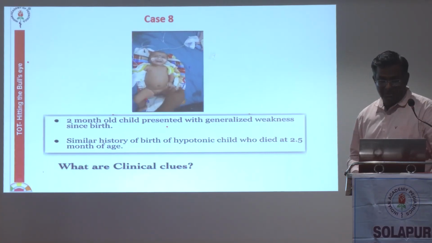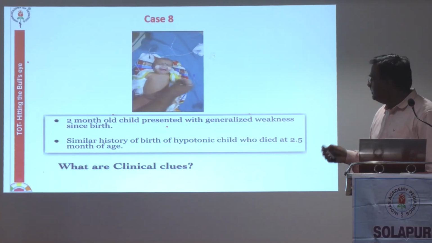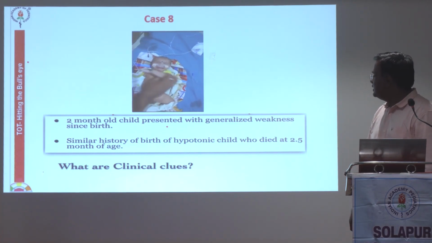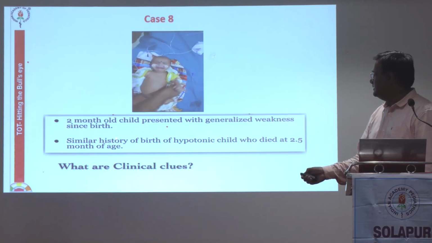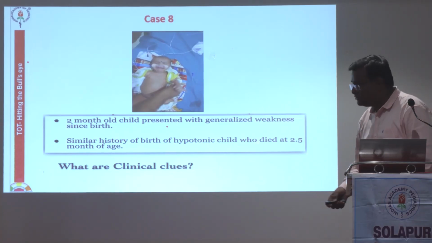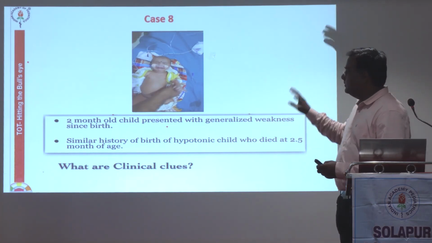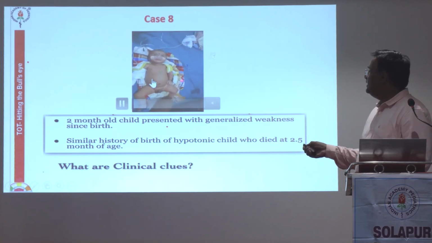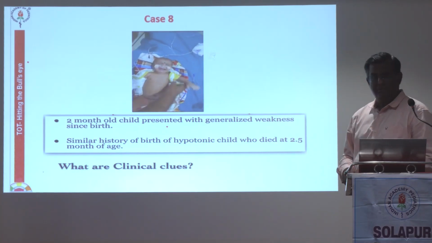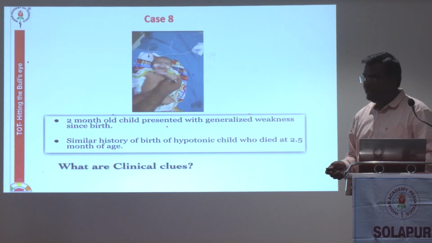Next case, just observe the child. He is a 2 months old male child presenting with generalized weakness since birth. There is a history of a similar hypotonic child. 2 months of age. Yes. And how will you describe the video? I will play the video once again. No anti-gravity movements. It's hypotonia. Yes, severe hypotonia, no anti-gravity movements.